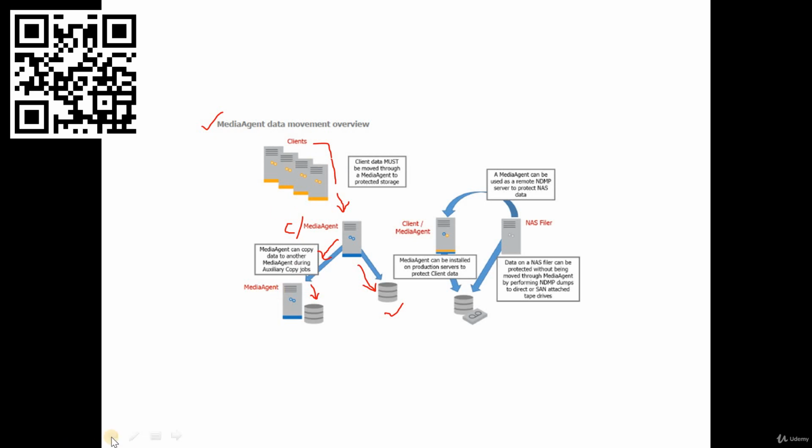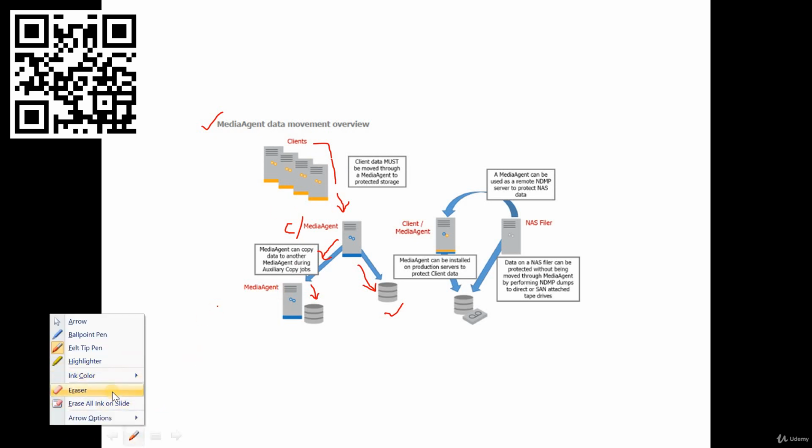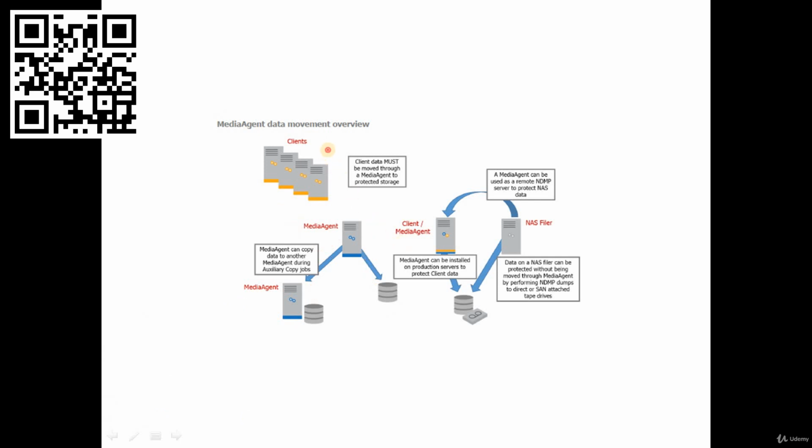Sometimes you have a requirement of backing up the data in such a way that you are taking the backup of the client and storing it into the disk library as your primary copy, and you want to make a secondary copy. So you don't want the same media agent or the same disk library to hold the secondary copy as well. So what you do is you can send the data to another media agent so that that media agent can create a secondary copy of your backup data. So in case the primary copy is not available, you can restore the data from secondary as well.